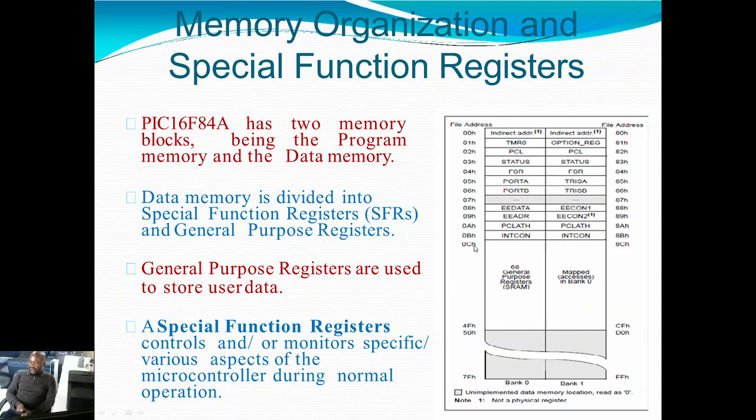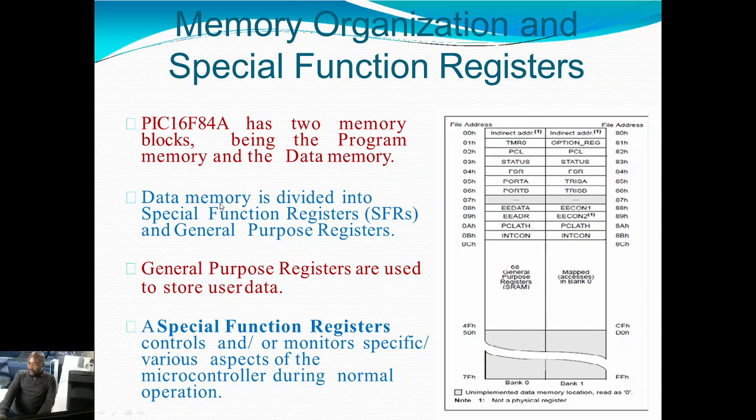Looking at the memory organization and then the special function registers. We have already looked at the hardware. Now we are looking at the memory organization and then the special function registers. The PIC16F84A has 2 memory blocks, being the program memory and the data memory. The data memory is divided into special function registers, the ones here on top with names, and then the general purpose registers, the 64 general purpose registers.